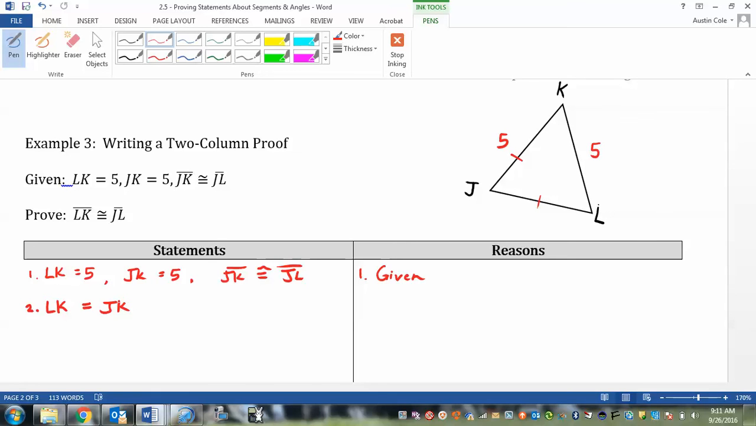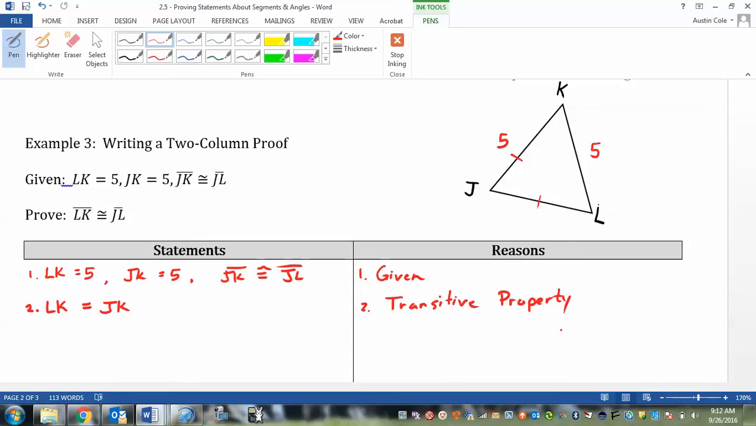Congruence? No. We're going to call that the transitive property. Because LK equals 5 and JK equals 5, from that information, since they both equal 5, now I can say that LK equals JK. So from those two statements, now I can make it a third statement. That's the transitive property.